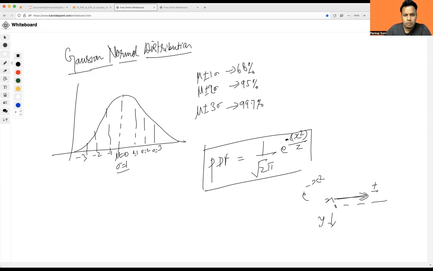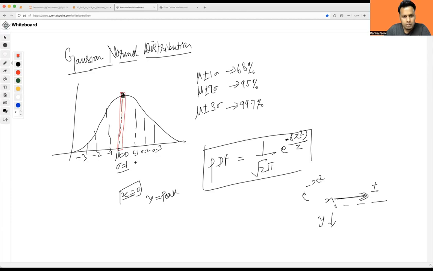Okay, so if you see here mu equal to 0, let's say you are at x equal to 0. At that x equal to 0, your y will be at the peak. You can clearly see here, this is your peak. That's where your mean is getting represented, correct? This particular portion.